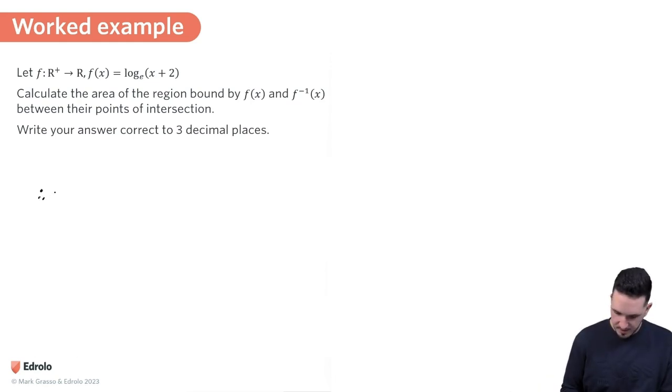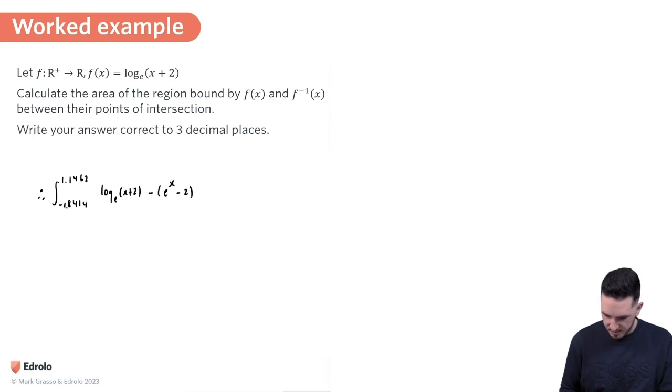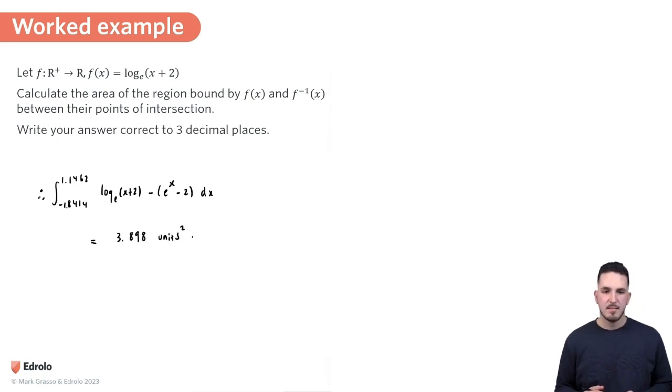So therefore, the integral from negative 1.8414 to 1.1462 of log e of x plus 2 minus e to the x minus 2 dx is equal to 3.898 units squared to 3 decimal places. So again, find your points of intersection, or in this case we had to first find the inverse, find the points of intersection, identify which is on top, and then calculate using our CAS in this particular scenario.